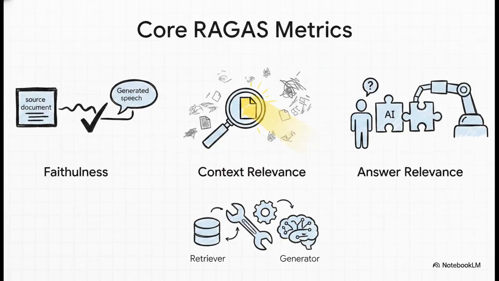So how does RAGAS actually measure quality? It breaks everything down into independent core metrics. First up, faithfulness. Is the generated answer actually grounded in the retrieved context, or is the AI just hallucinating facts? Second, context relevance. Did the retriever pull highly focused information, or did it just grab a bunch of irrelevant noise? And third, answer relevance. Does the final answer actually address what the user originally asked? By measuring these things independently, when your system inevitably fails, you'll know exactly whether you need to go fix your retriever or fix your generator.